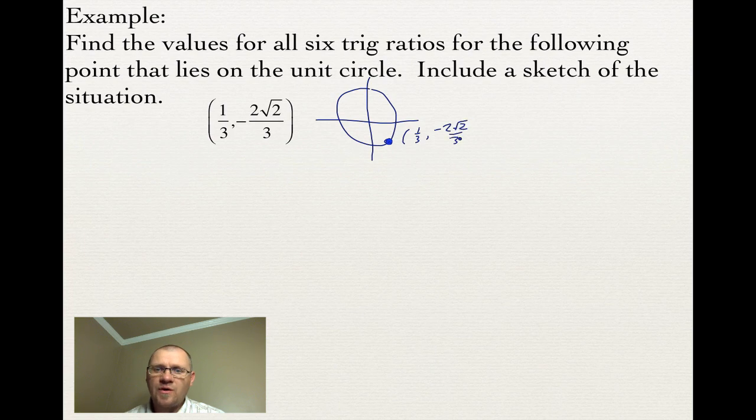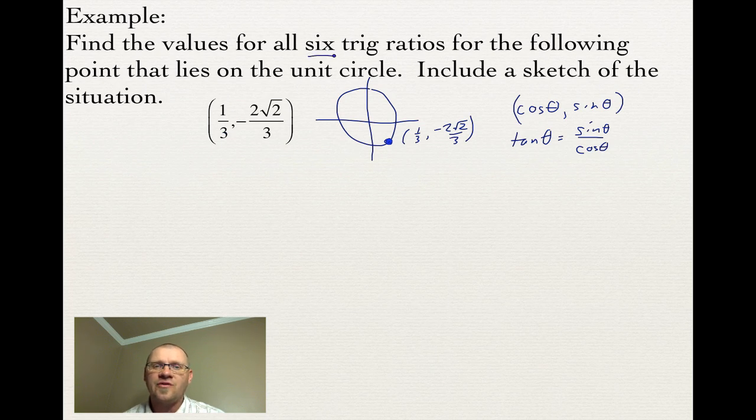Okay. What we also just learned is that every point on the unit circle has coordinates of (cosine, sine). And we know that tan is equal to sine over cosine. So we can find those three ratios pretty easy just by pulling them out of this point.